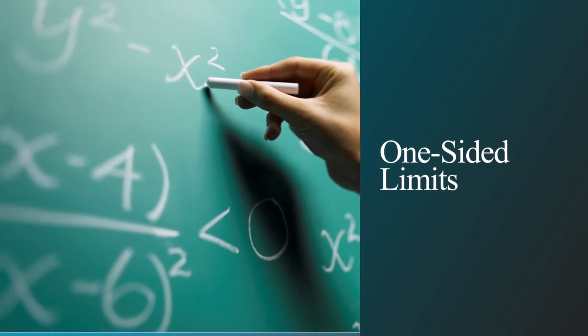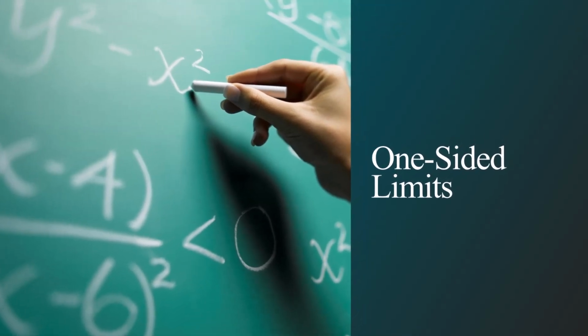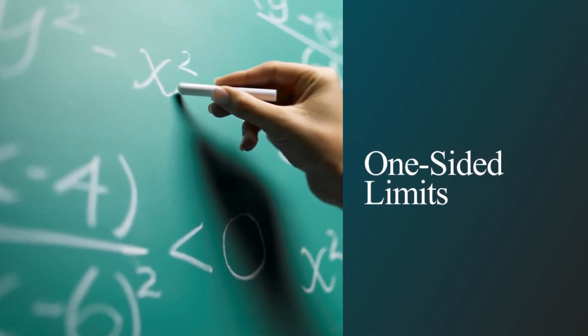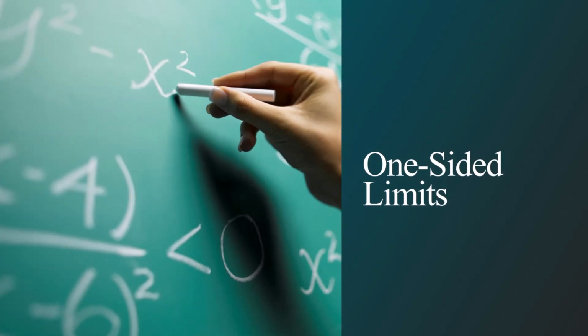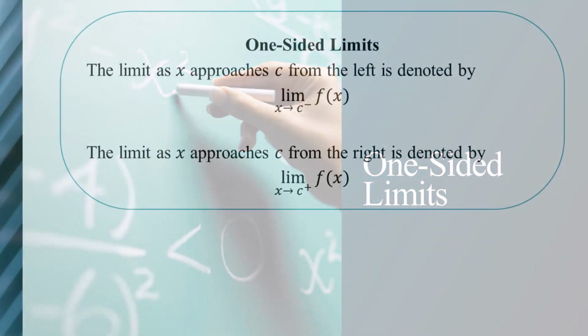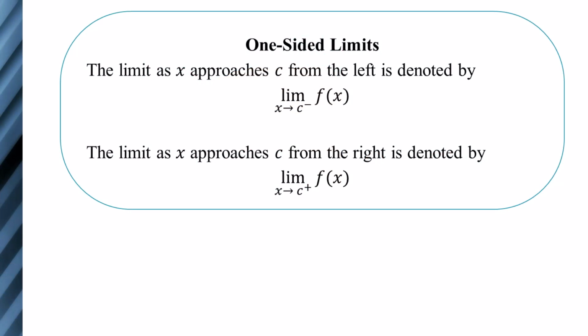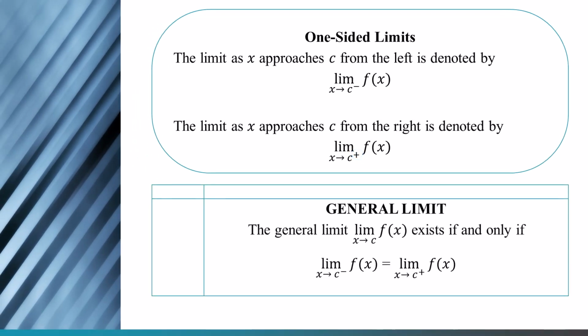What we've been looking at so far are general limits, where we've been looking at approaching a number from both sides. Now let's talk about one-sided limits. The limit as x approaches c from the left has the following notation, where we have a negative sign as a superscript to the number c. The limit as x approaches c from the right has this notation, where we have a plus sign as a superscript to the number c. Now the general limit exists if and only if the left-sided limit equals the right-sided limit.